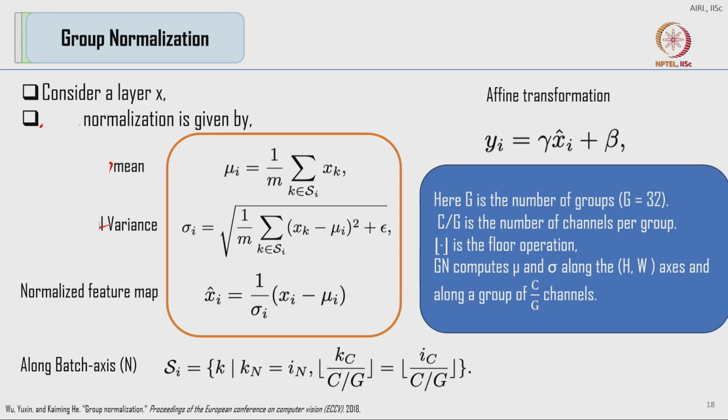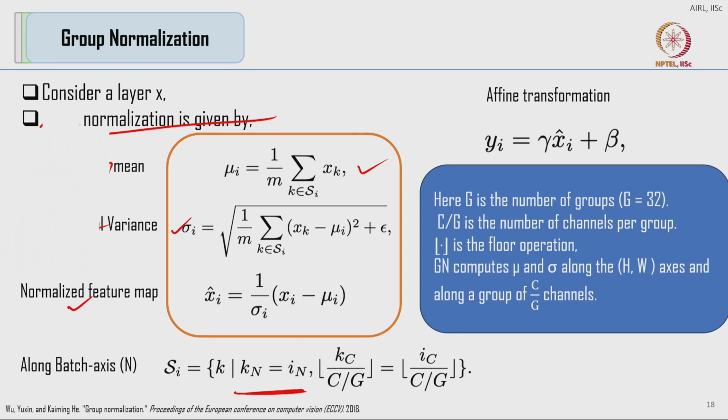So group normalization is given by, we calculate mu, which is the mean across the feature map. We calculate the standard deviation. Once we have this, we normalize the feature map x cap, which is given as xi minus mu i divided by sigma i. Now one important part about group normalization is, although it is across the batch axis, it works a little differently compared to say layer normalization.